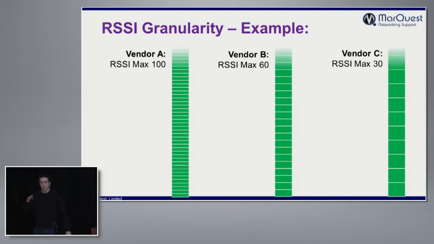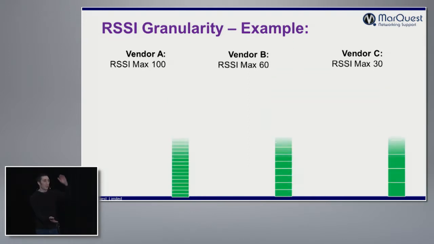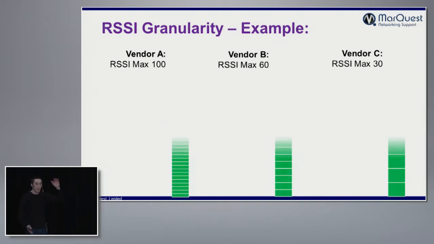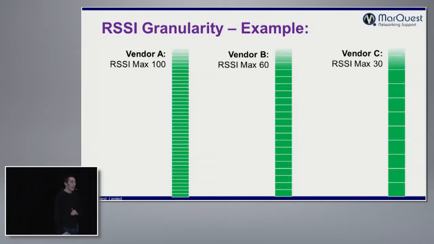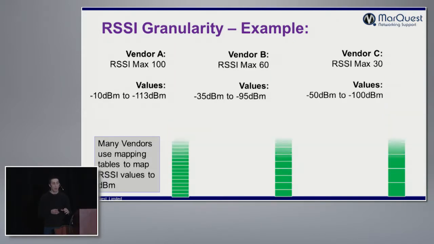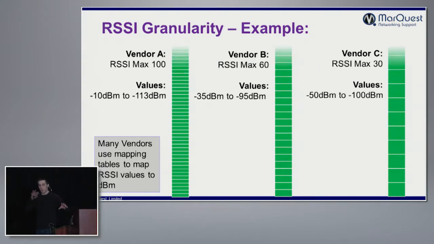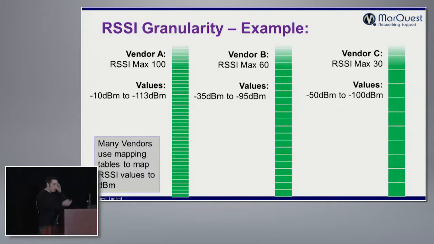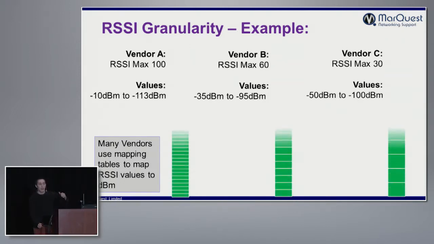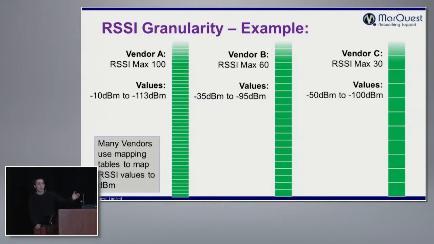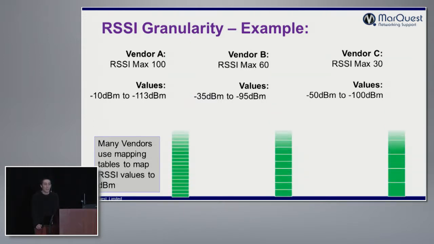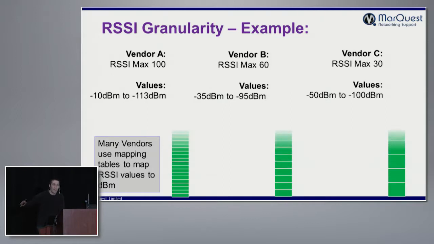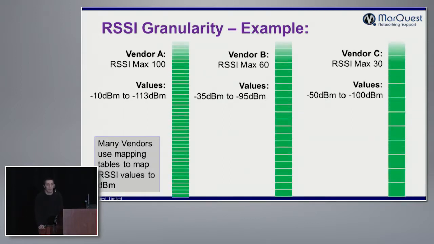Now, obviously, there are a lot more dBm values than these 30 readings. But some wireless NIC cards can only measure 30 different signal levels. What the vendors then do is they generally have a table which maps RSSI values to dBm values. And this is how they can report dBm values. So in the example on my slide, vendor A can actually report values from minus 10 dBm to minus 113. Vendor B, minus 35 to minus 95. Vendor C, minus 50 to minus 100.